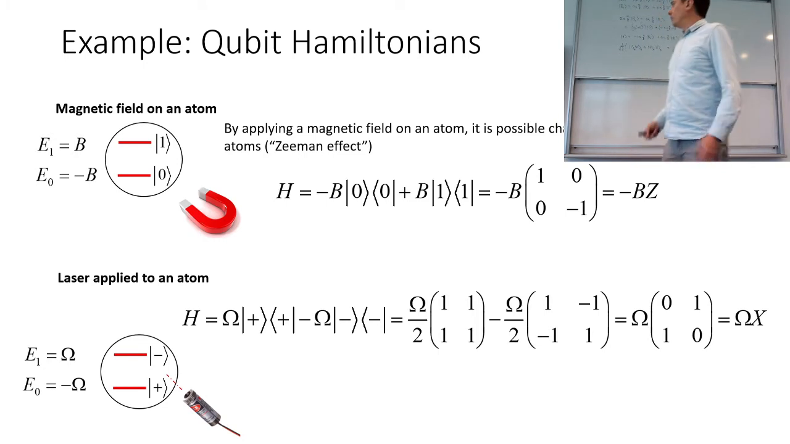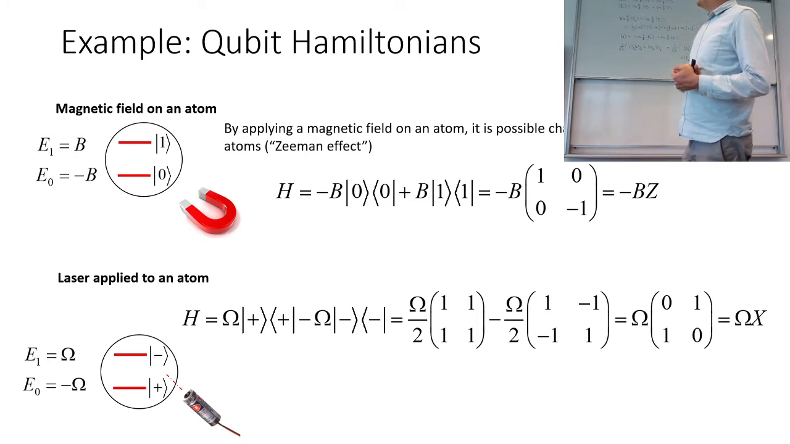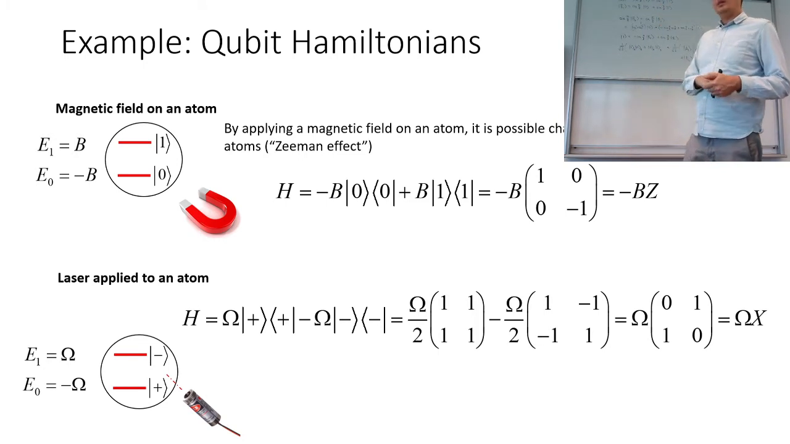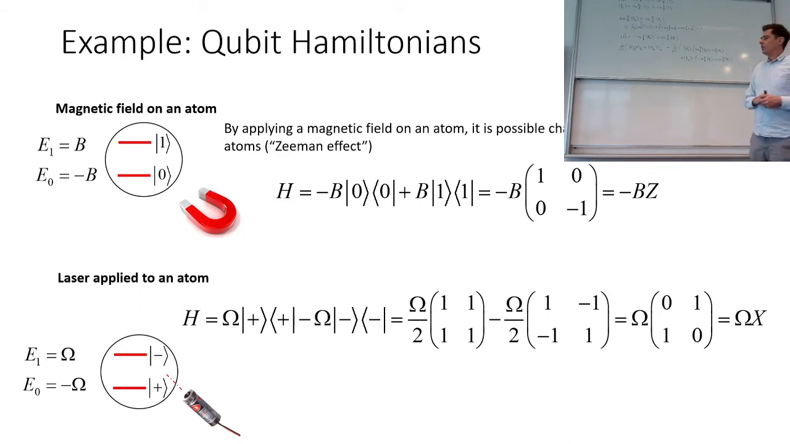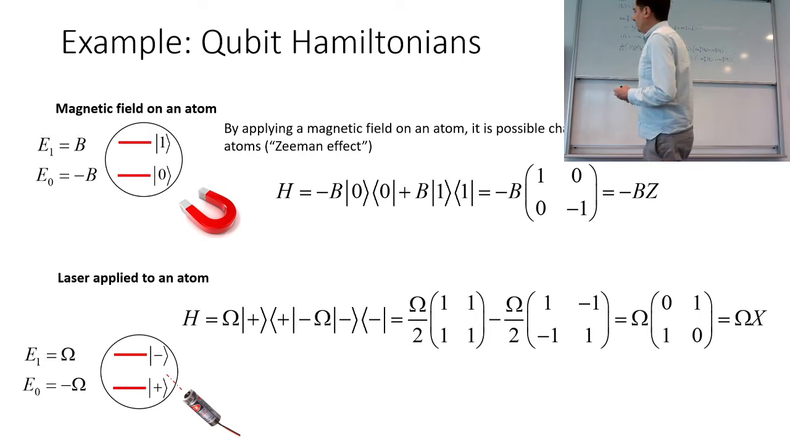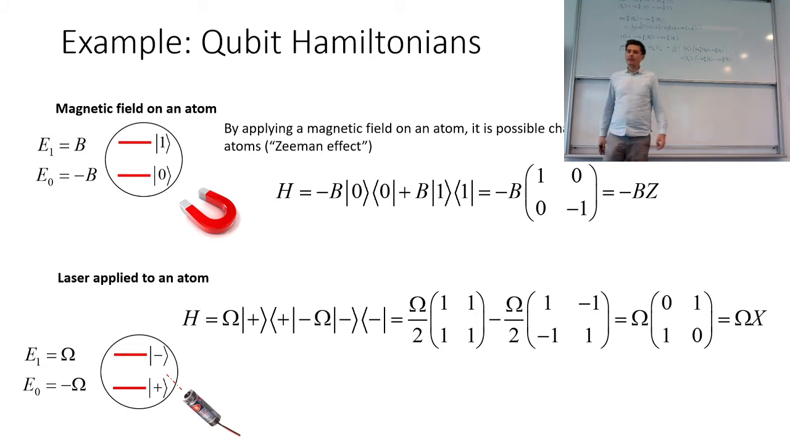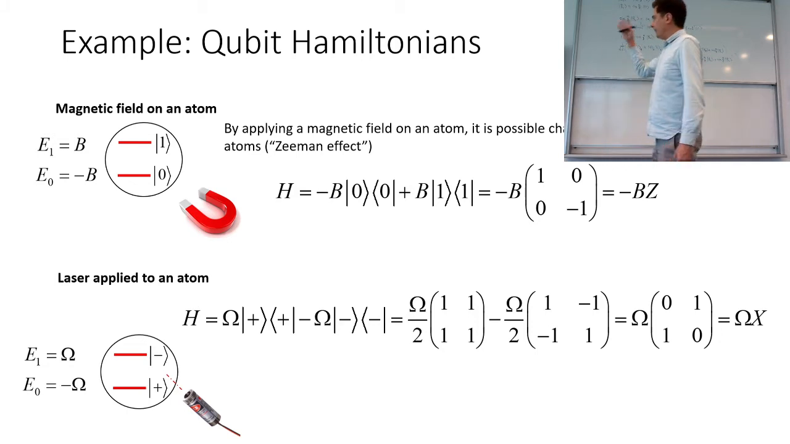So I think this is more or less where we got up to last time. I started giving you a couple of examples of what kind of Hamiltonians this could be for qubits. So these are more or less real life examples. I've got an atom in mind.